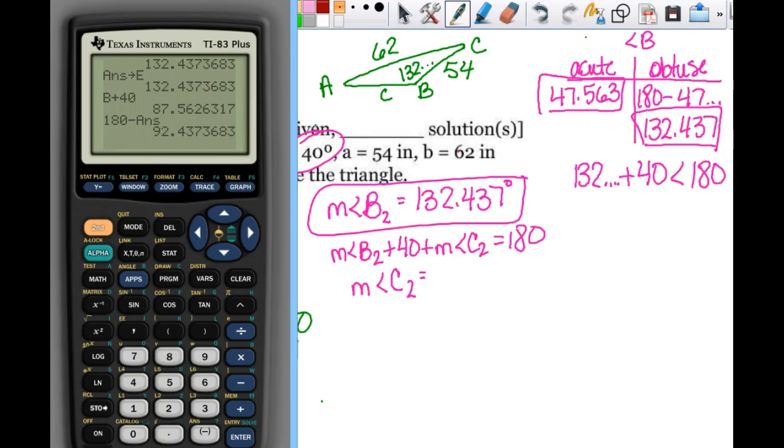This is where I kept messing up. Like, dang it, I didn't store it. So this is C1. I'm going to store it, alpha C. Bam.